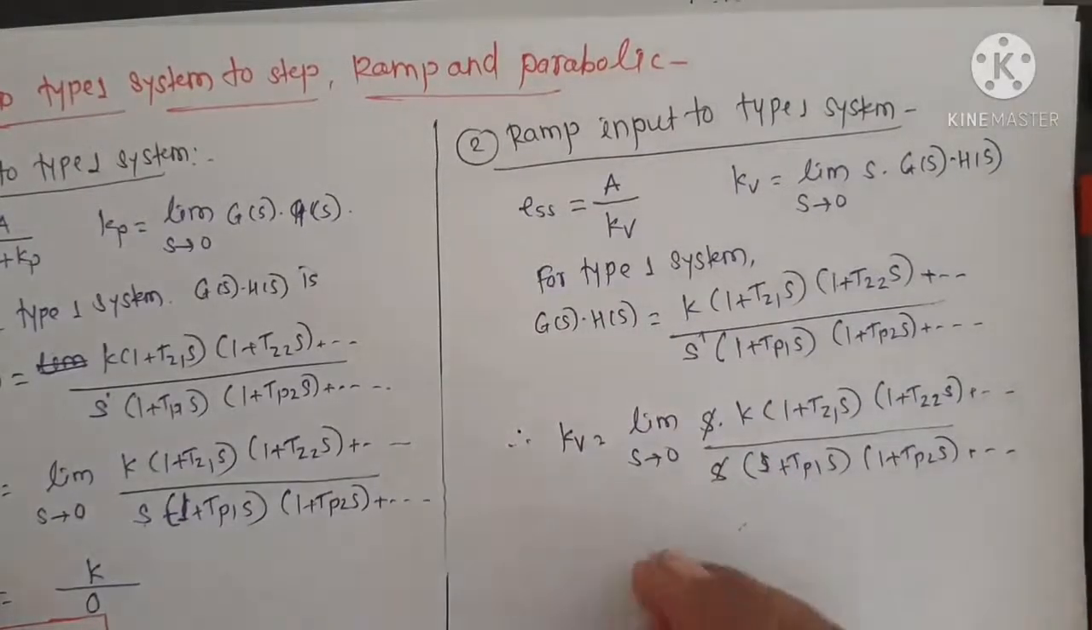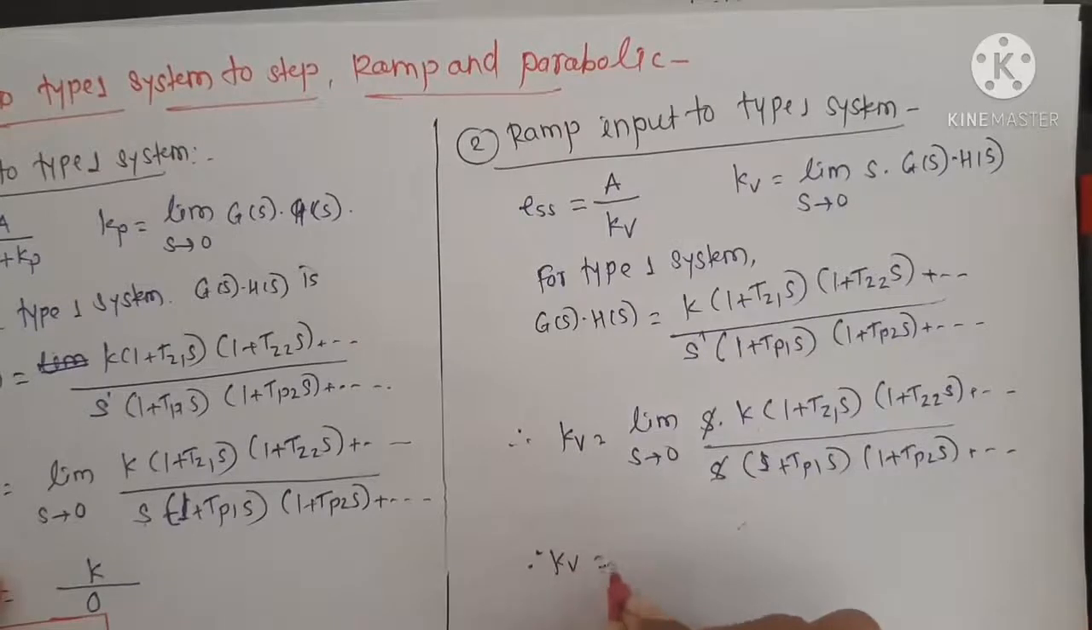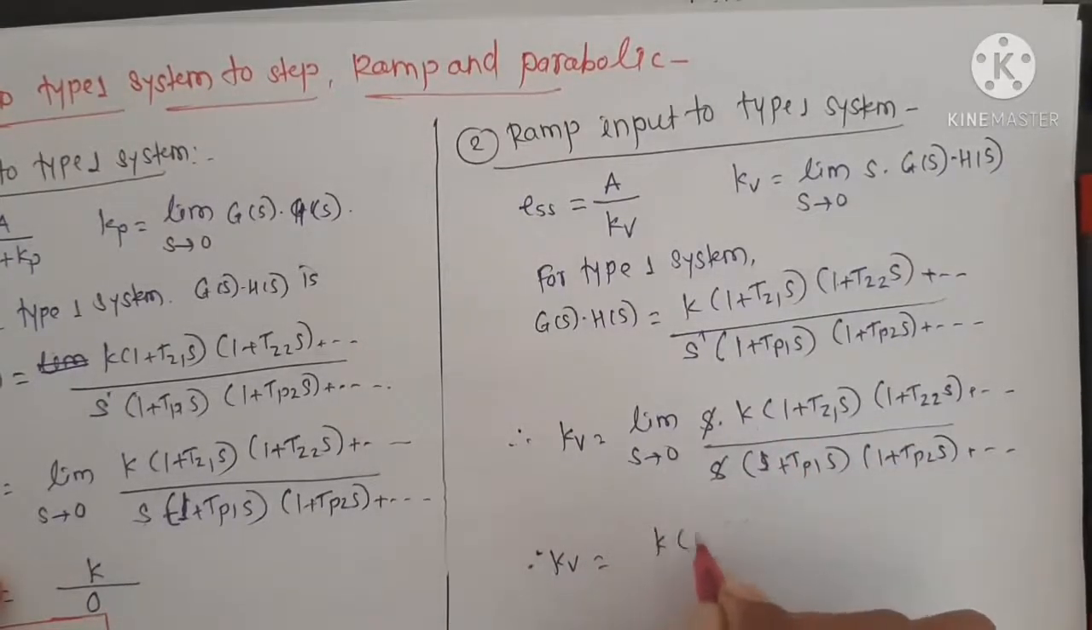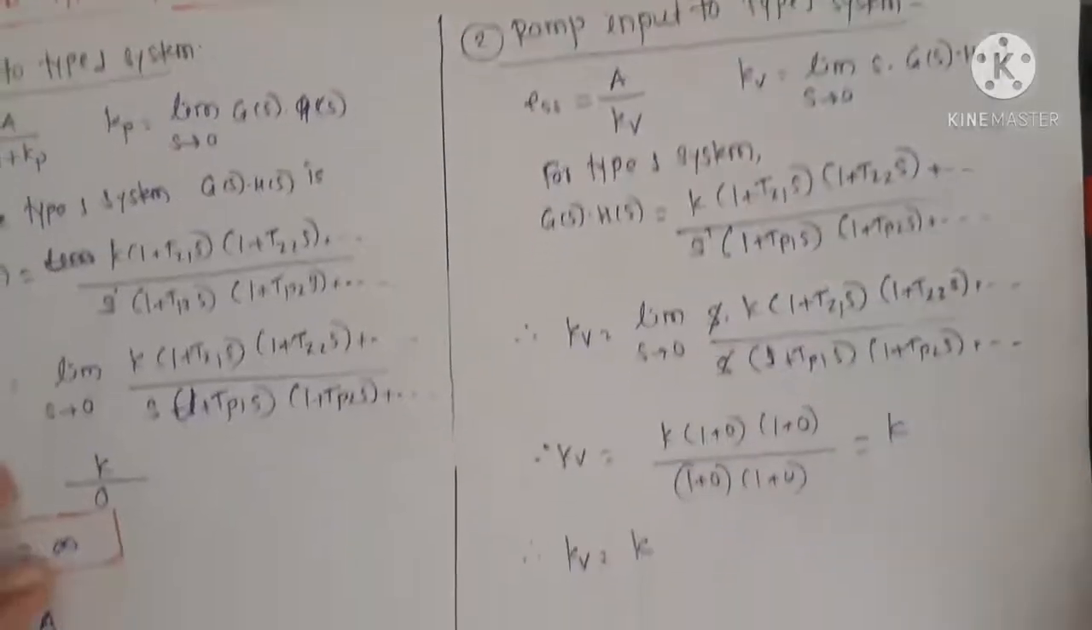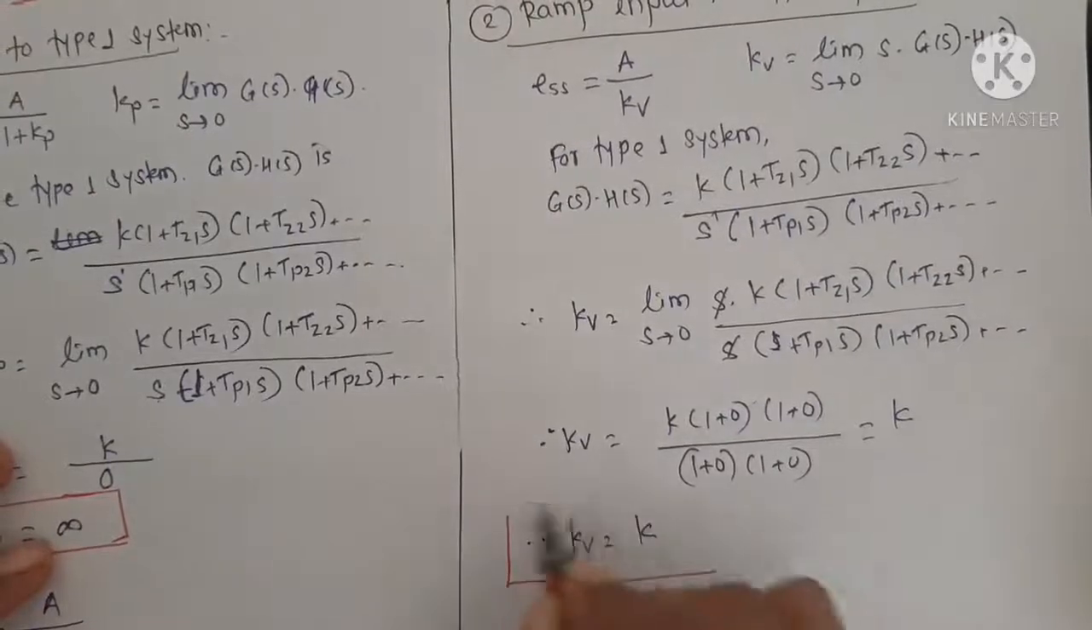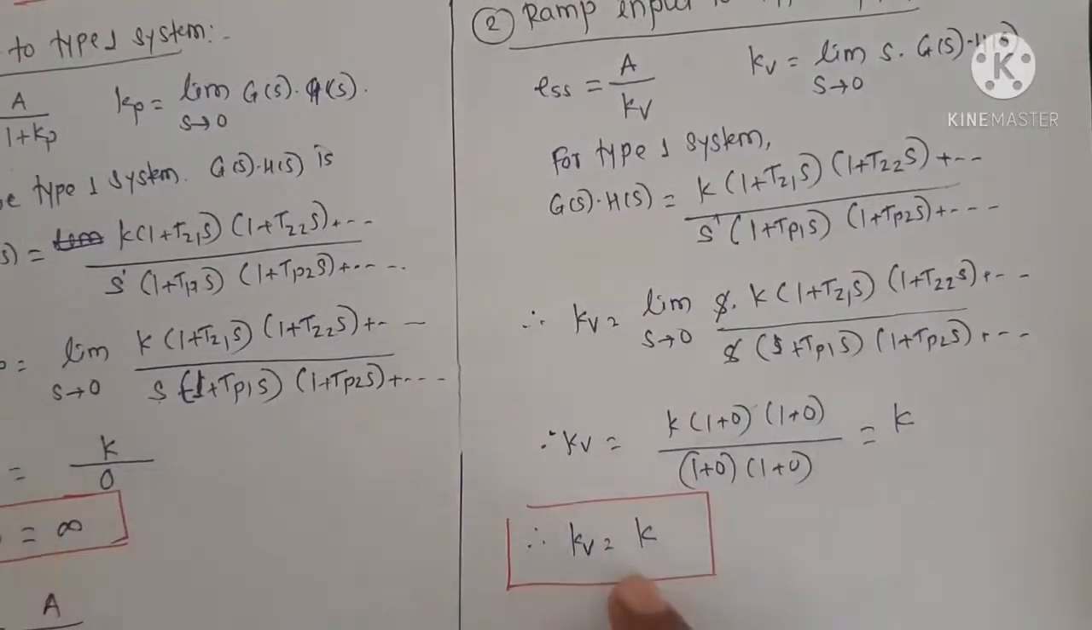So after applying limit, means put the value of s, then it will become K into (1 + 0)... upon (1 + 0)(1 + 0), which is nothing but the K. That means Kv is equal to K for ramp input. For type 1 system, Kv value is nothing but the K.